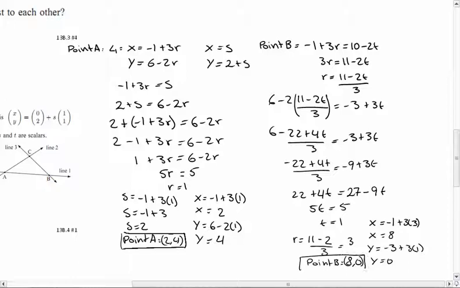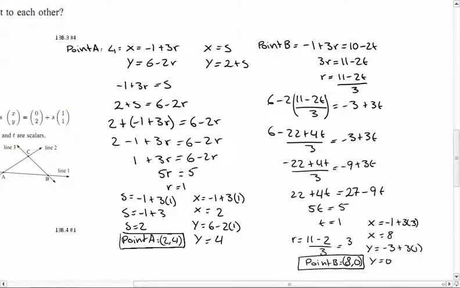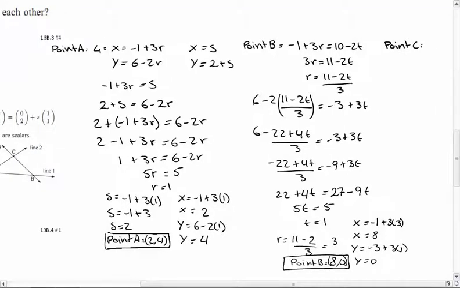And then point C. You'd find point C the same way again. Just give them the points because we're running out of time. Okay, point C is shorter.